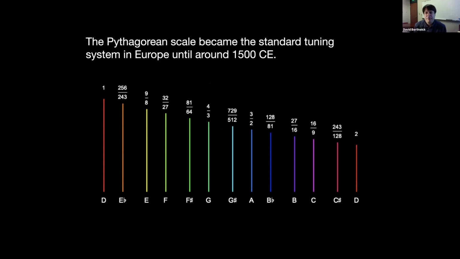All right, so Pythagoras' scale became the standard tuning system in Europe for about 2,000 years. And so this is how you would tune an instrument like a lute or a guitar, any instrument that needed to actually have assigned pitches to it would use the Pythagorean system.